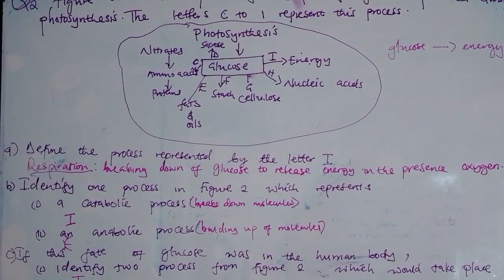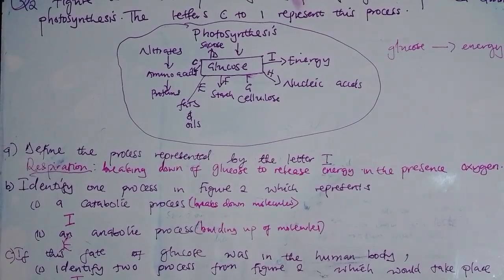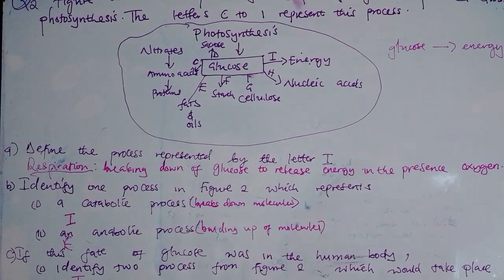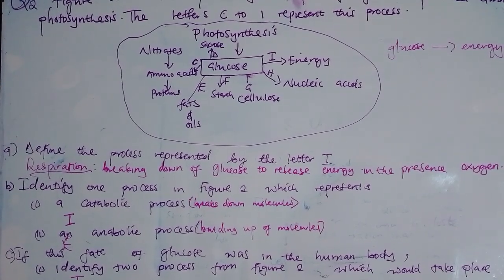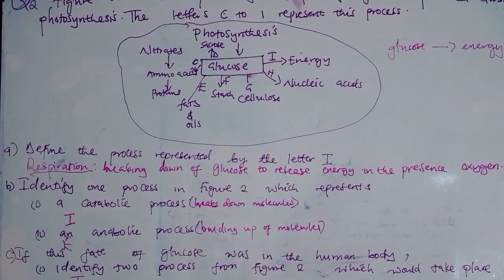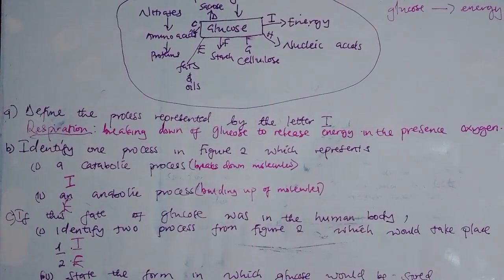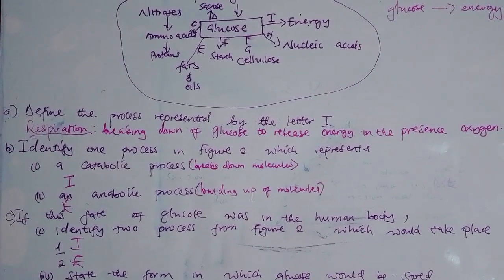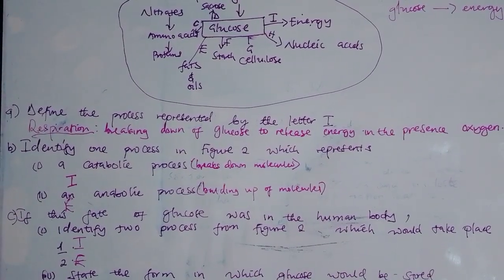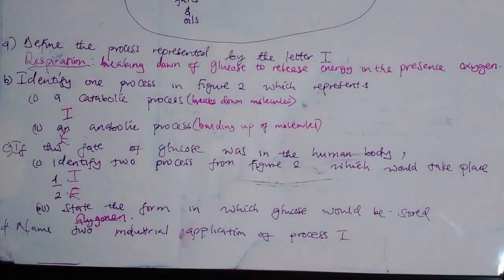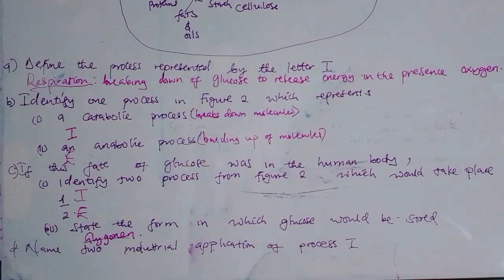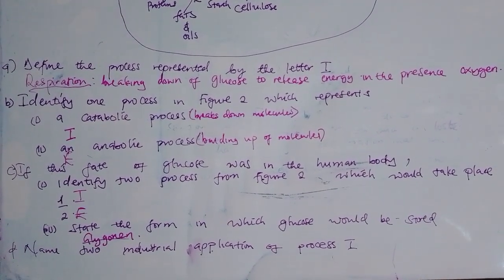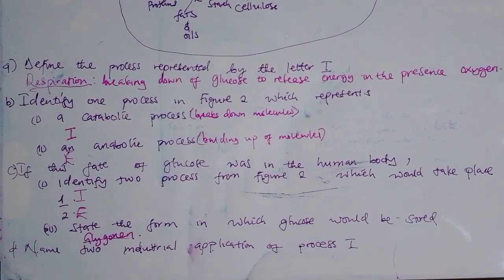Then when they talk about plants, what is the storage form of glucose in plants? It is starch. So whenever you hear starch, remember it is plants they are talking about. Whenever you hear glycogen, just remember these are human beings they are talking about. Then the final question is saying, name two industrial applications of process I. So here they are asking us to name two ways in which respiration can be applied to our living world.